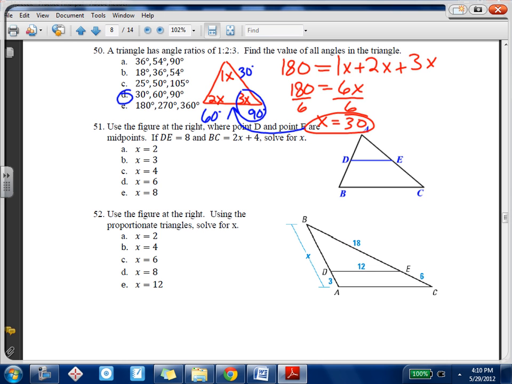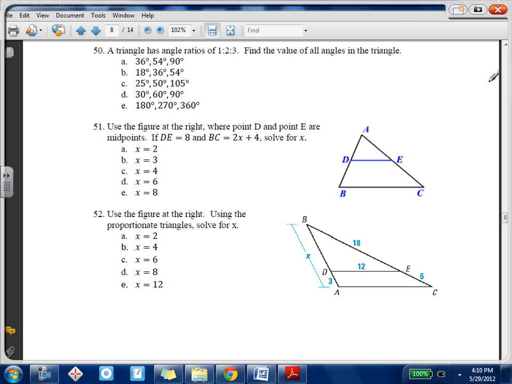Number 51. Use the figure at the right where points D and E are midpoints. That means that DE must be a mid-segment. And one of the theorems we learned is that the mid-segment is half the length of the third side.